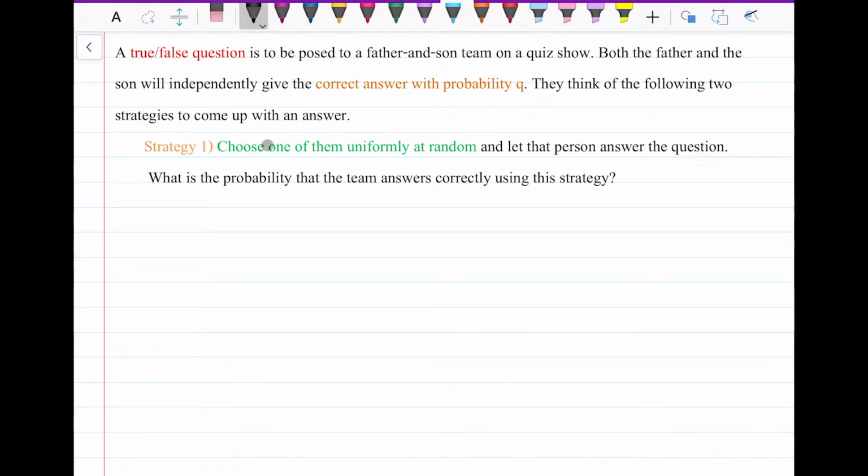Strategy 1. Choose one of them uniformly at random and let that person answer the question. What is the probability that the team answers correctly using this strategy?